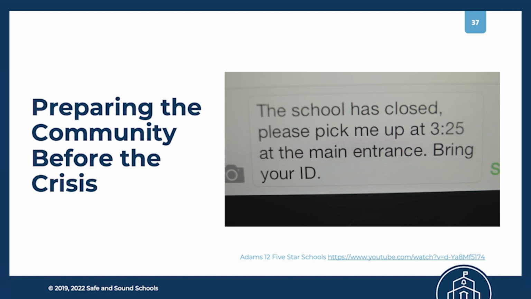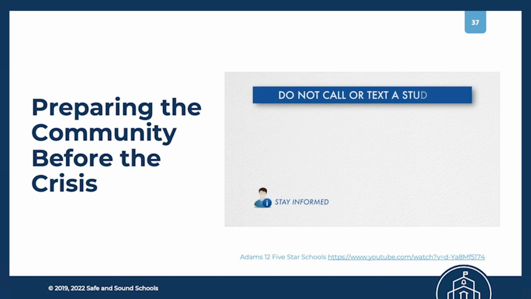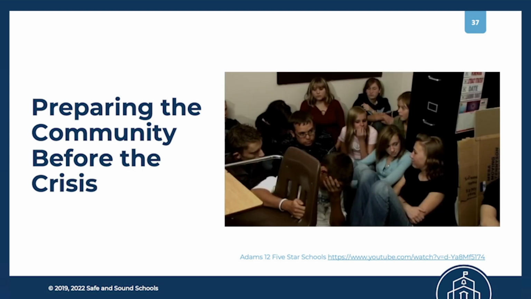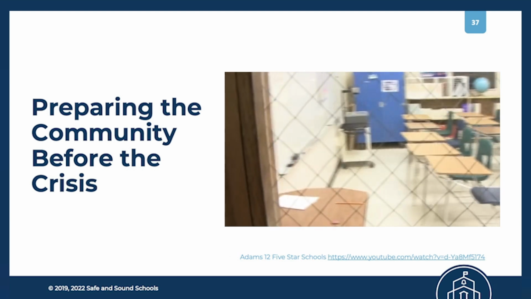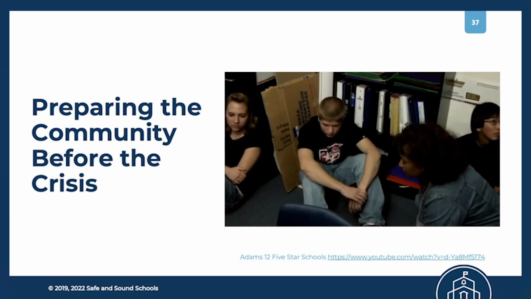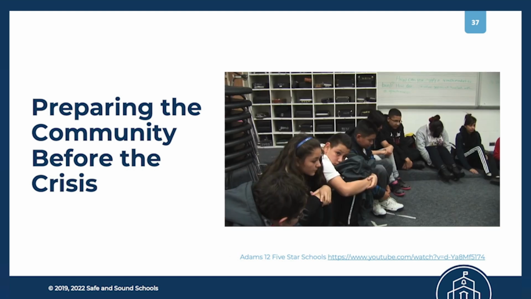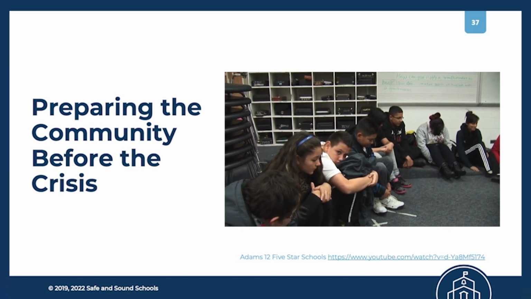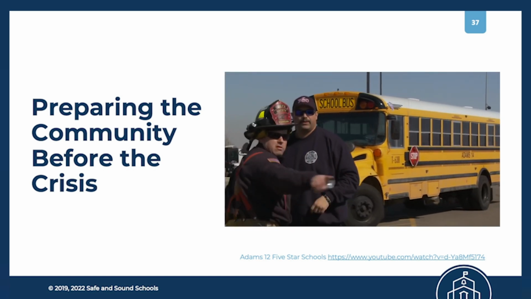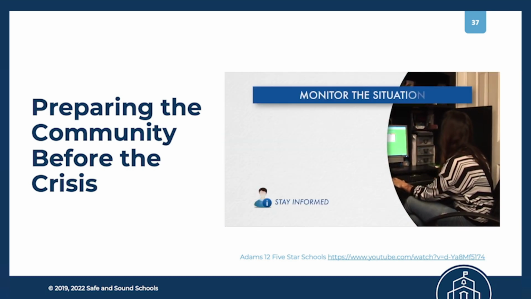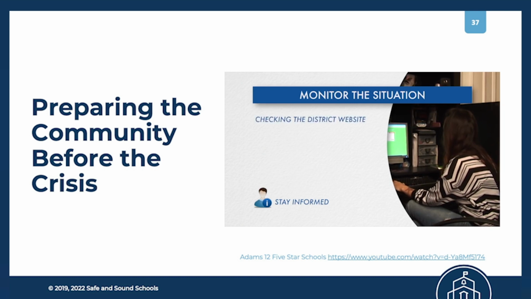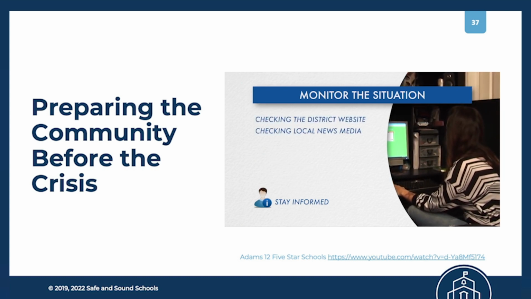Bring your ID. You should not call or text a student's cell phone, as you may put the student at risk by doing so. Students and staff are taught to stay out of sight and be quiet. A phone ringing or vibrating could alert an intruder someone is close by. Additionally, please don't call the school, as you will be taking school staff away from the emergency situation. Ways you can monitor the situation include checking the district website, and checking local news media.